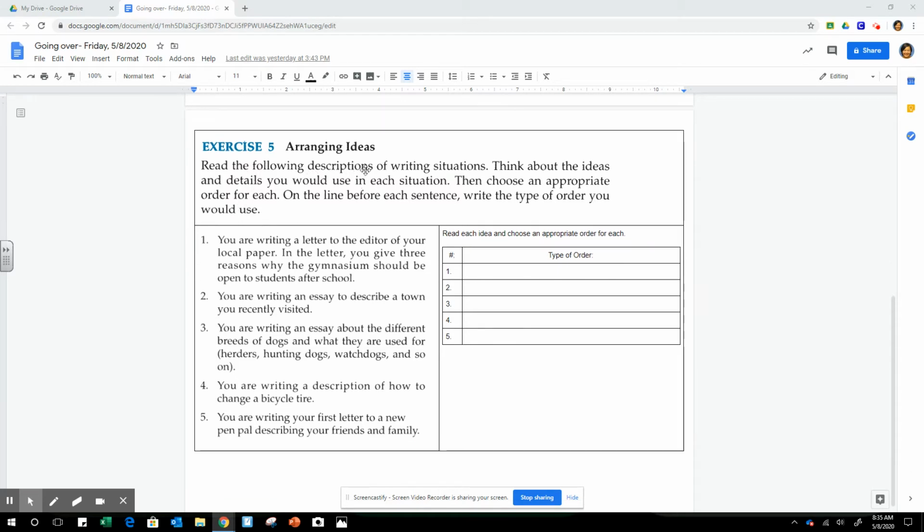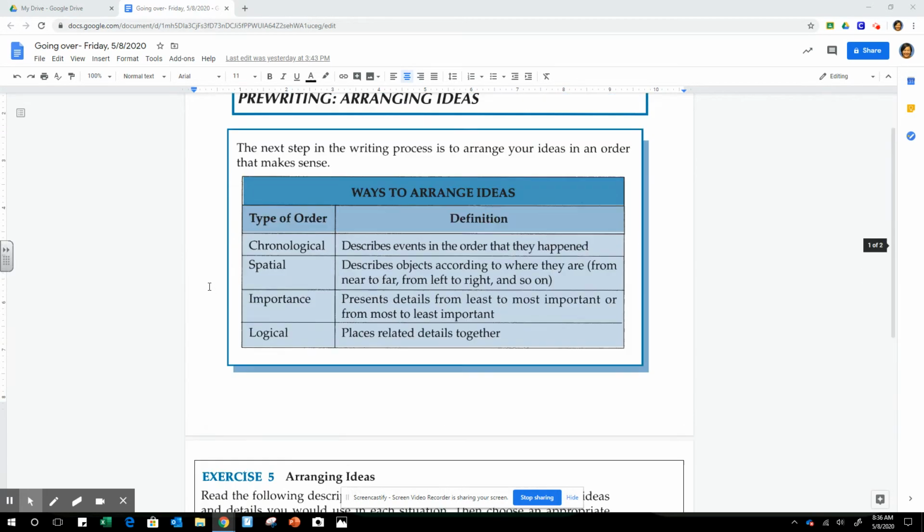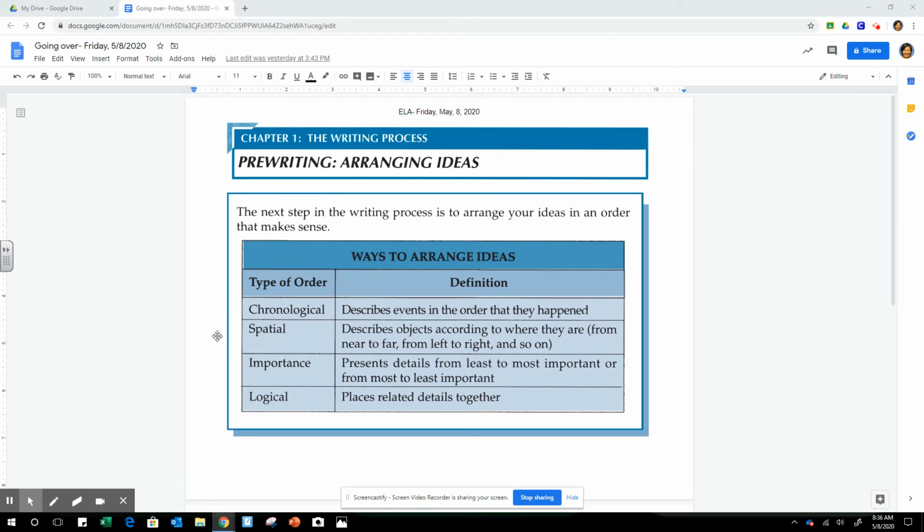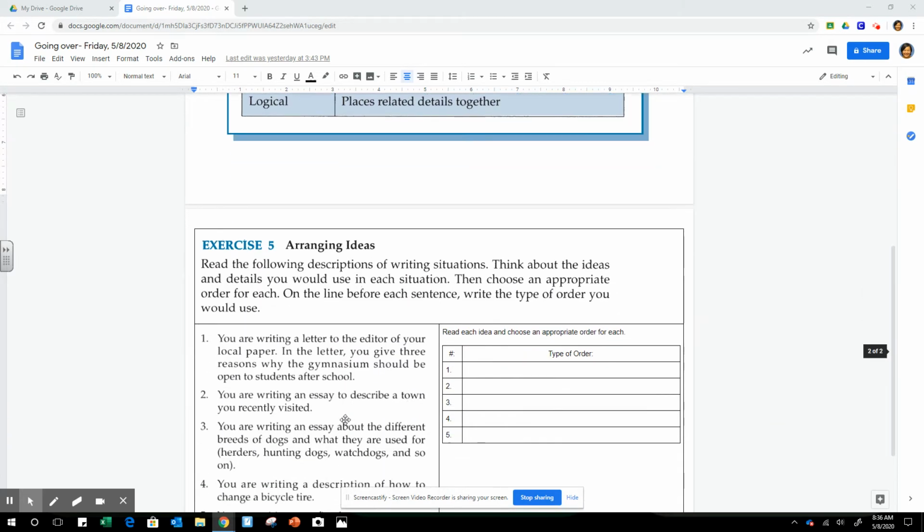Exercise 5, arranging ideas. Read the following descriptions of writing situations. Okay, so these are situations that somebody's writing about. Think about the ideas and details you would use in each situation. Then choose an appropriate order for each. On the line before each sentence, write the type of order you would choose. So, the type of order I would choose would be one of these. Okay. So, I would have to come down here and decide after reading the idea which type of order this writer should use.